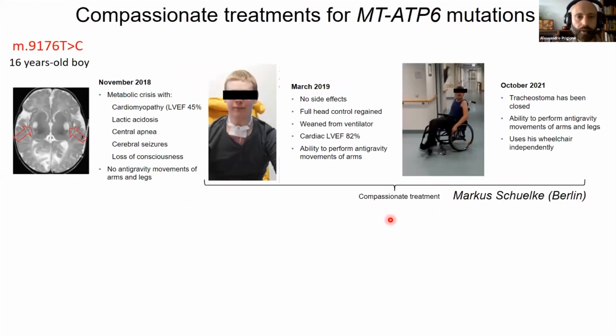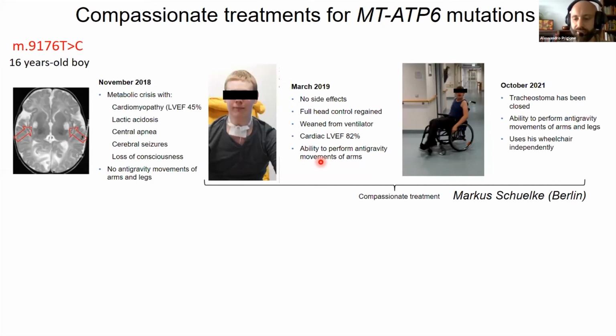And we have some initial results where we found one FDA-approved drug that is now being tested in compassionate treatments. The first treatment was spearheaded by Markus Schulke in Berlin, where there was a 16-year-old boy who had a metabolic crisis and was basically sent home to die. There was nothing to be done. So Markus decided to use a compassionate treatment with this compound, and the results were very good. This actually recently went onto German television as a story showing that with a good diagnosis, you can save a life.